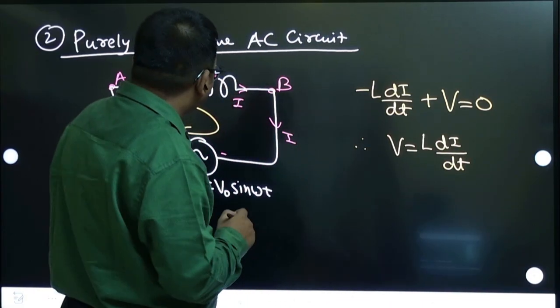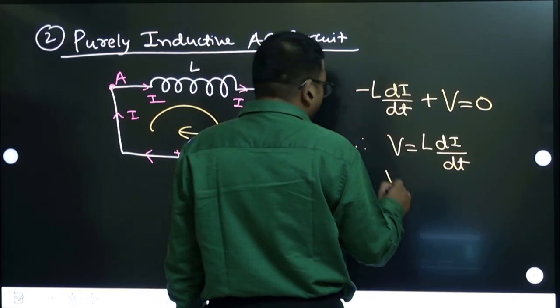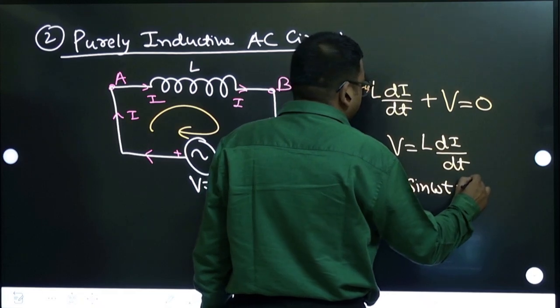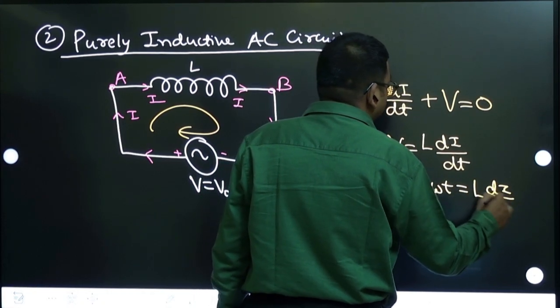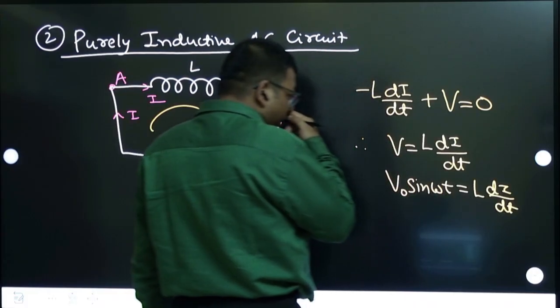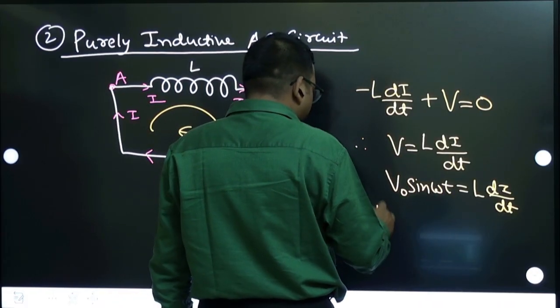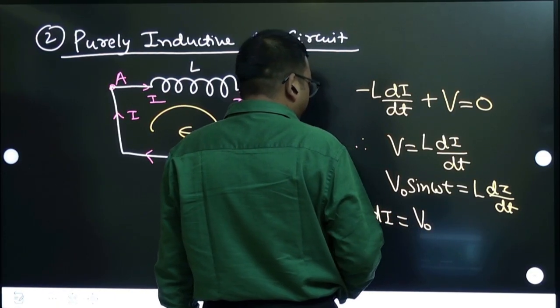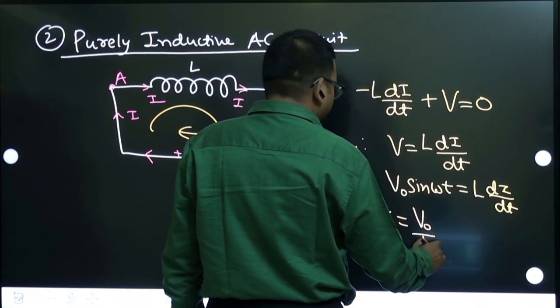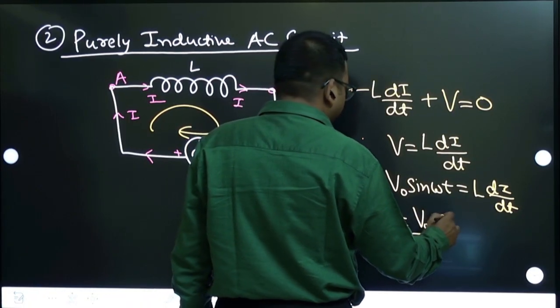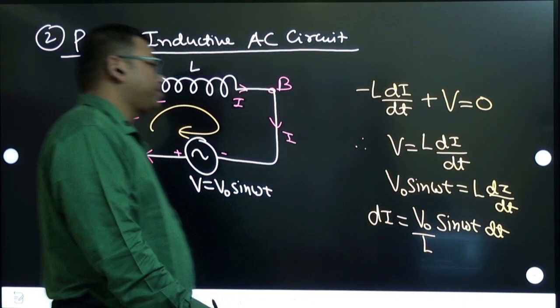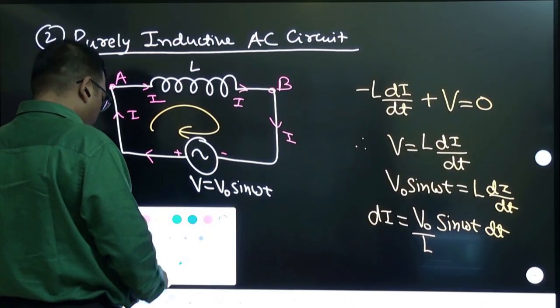But this voltage V is what? V is V naught sine omega t, equal to L di by dt. Remember, we want to calculate current, so di you bring this side. So this is V naught, right? L you bring this side. So di equals V naught by L sine omega t dt. Right? Okay. Now do the integration.